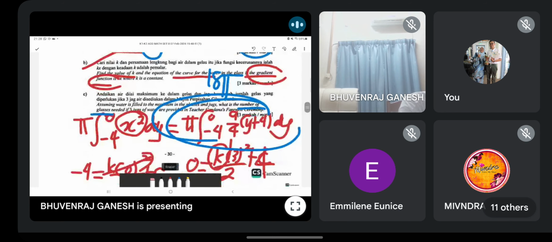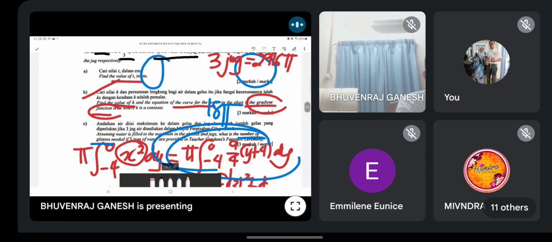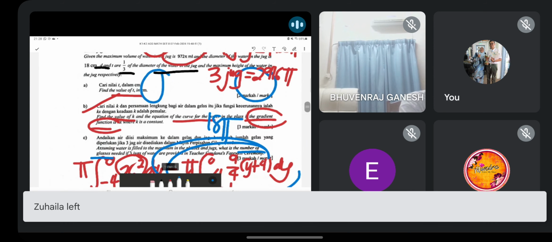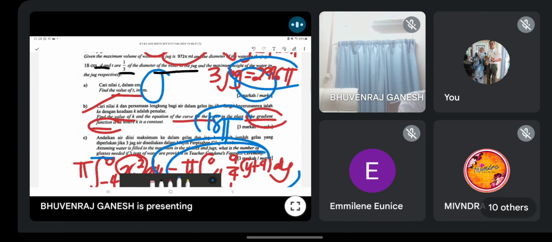Okay, so finally, mereka nak berapa gelas. Okay, berapa gelas dari jug tu. How many glasses of water you take from the jug to fill. Okay, so total volume 2916. 1 glass 18 pi. So how many you want to find? You take 2916 pi bahagi 18 pi untuk tahu bilangan gelas yang diperlukan. To know how many glass you need from that 1 jug volume. Okay, so if you count and see, you will get 162. Okay, 162.